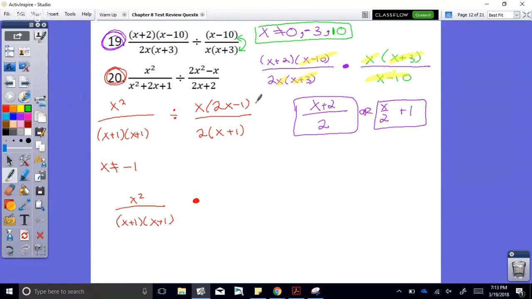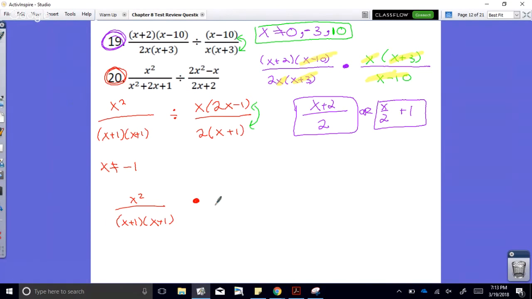And just like before, we said when we turn it into a multiplication problem, that says that we flip the second fraction. So 2 times x plus 1 is now in the numerator, and x times 2x minus 1 is now in the denominator. Since we added two things to the denominator, we have to add to our restrictions. So now x by itself says that x cannot be 0. And the 2x minus 1 says that x cannot be positive 1, but then we divide by that 2, so it cannot be 1/2.